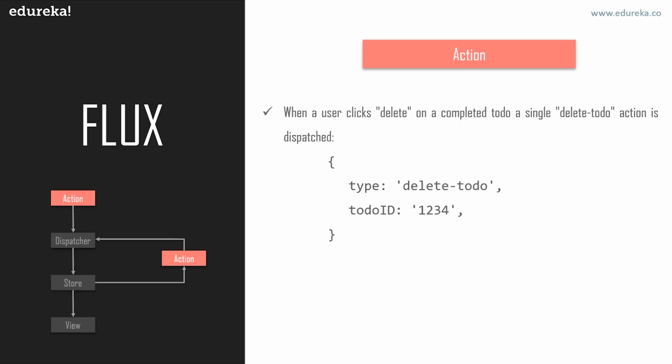Now this is just an action example. When a user clicks, let's say, delete on a completed to-do, a single delete to-do action is dispatched. Because in a to-do application, some of the tasks could be completed and some are pending. So when any user clicks delete on a completed to-do, a single delete to-do action is dispatched to the store.